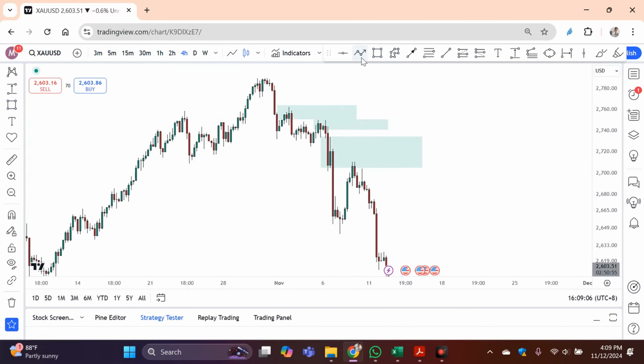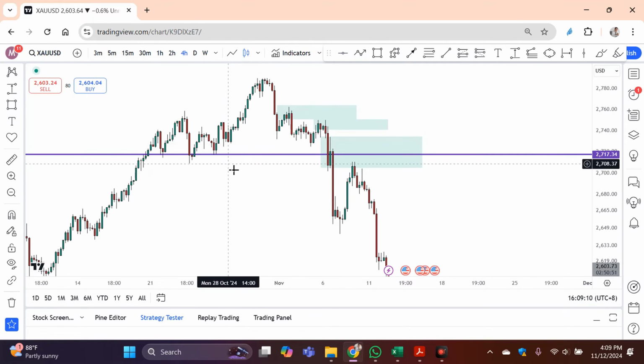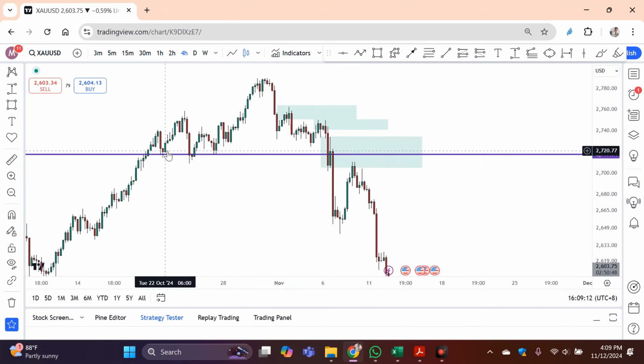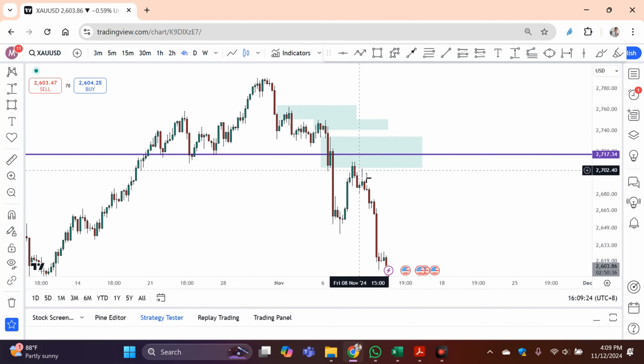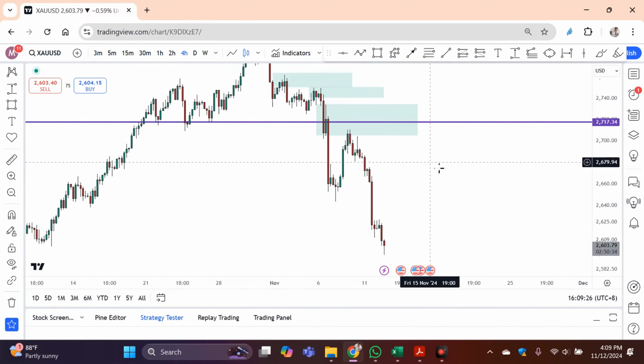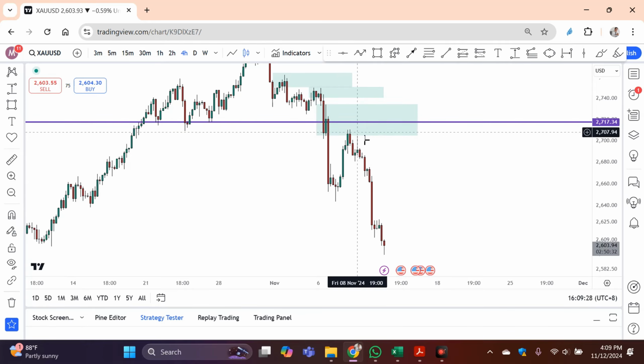Very simple. When I drop a horizontal line behind it, you can actually notice that price rejected not once, not twice, but 3 times. And as the price broke, it gives you a huge supply zone. Price came back into the zone and then continued to drop some more. So that is why it is very important.